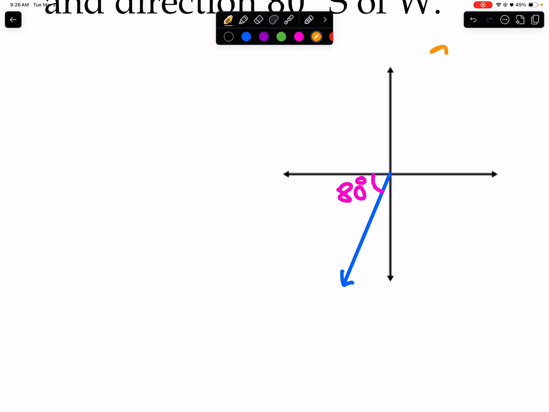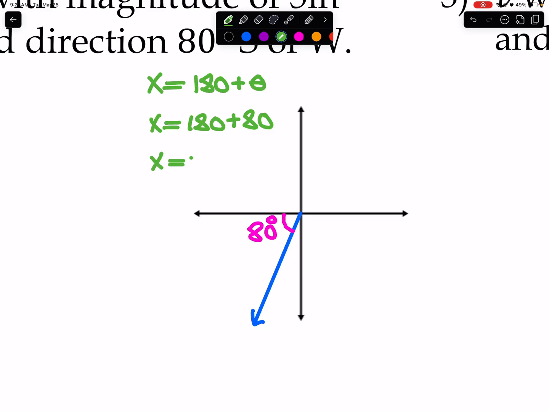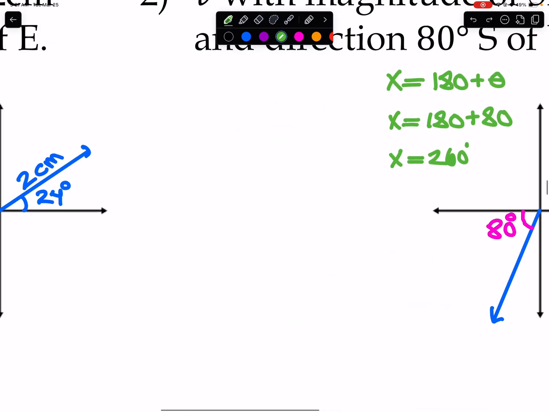Whenever you're doing standard position, I know my standard position angle is going to be 2 full quadrants here, which means I'm going to do 180 plus my theta value. So that means I'm going to do 180 plus 80, which means my standard position angle here is going to be 260 degrees. So 260 is actually the angle I'm going to plug in for component form.